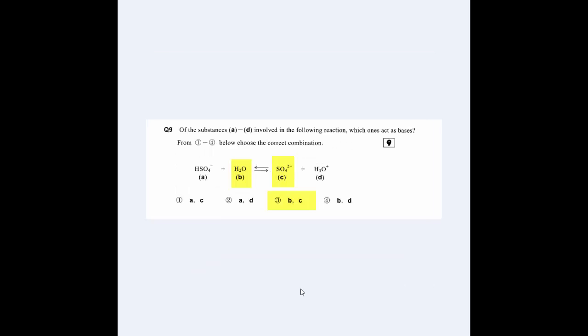Number 9. Of the substances A through D involved in the following reaction, which ones act as bases? From 1 to 4 below, choose the correct combination. H2O, B, SO4, they're both next to each other. The answer is B and C, the ones in the middle. H2O, B, SO4 2-, B and C.